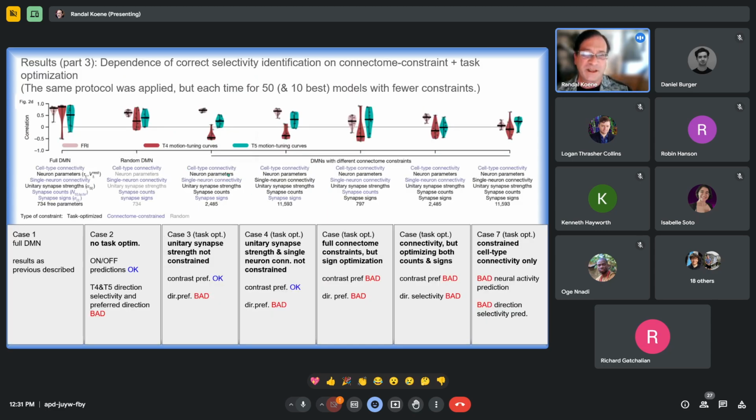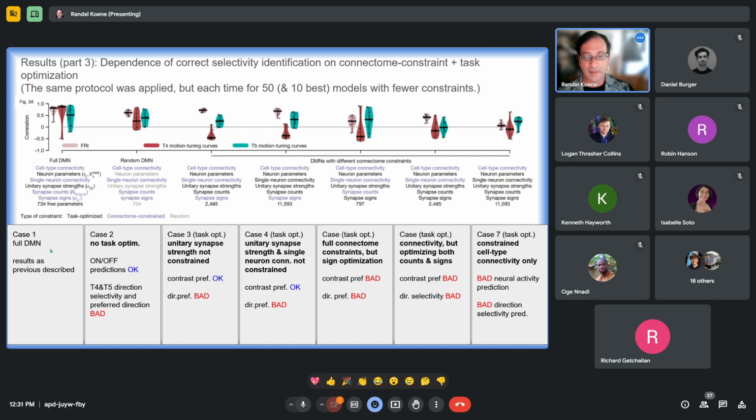The study did dig a little bit deeper into teasing out whether connectome constraints and or task optimization were essential to making correct predictions of contrast and motion sensitivity. And for this, they made an additional set of models. They constructed more models, and again, 50 for every case, from which they then chose the 10 best for the comparative evaluation. And what you can see up here, these are correlations between predictions and measurements from prior studies. The flash response index in pink for contrast sensitivity, T4 in red, and T5 in turquoise motion tuning curves.